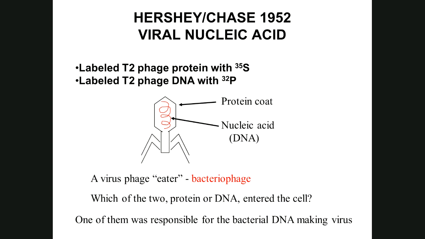Now you see it says a virus phage eater is called a bacteriophage. They attack bacteria. Which of the two, protein or DNA, was entering the cell to change the activity of those bacteria and turn them into virus factories? One of them was responsible, and the race was on to find out which one.